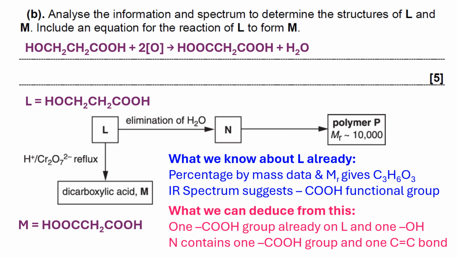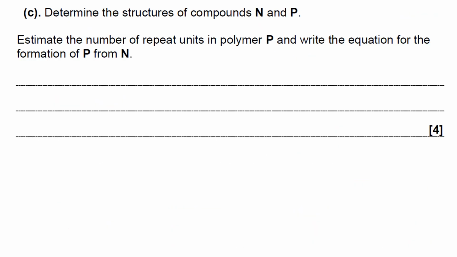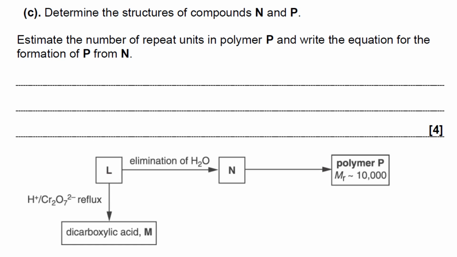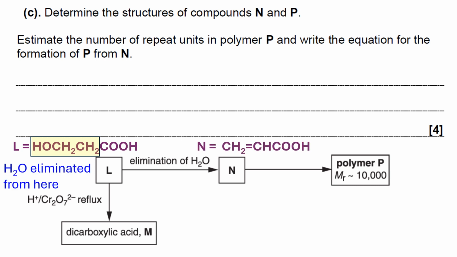So the equation they're looking for, the reaction of L to form M, is the full oxidation of the primary alcohol part of L. So you need two O's in square brackets and you produce an H2O. So the final part is determining the structures of compounds N and P. So if we go back to our flowchart and put in the structure for L that we worked out. If you're going to eliminate a water molecule, it's going to come from the side that has the primary alcohol, which I've highlighted in yellow.